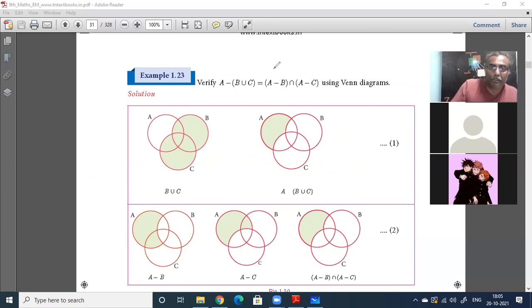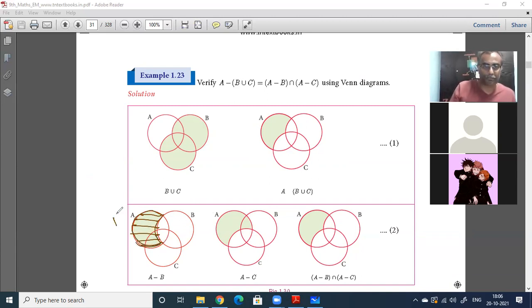Right hand side, this is the first step you have to do. This is the second step you have to do. And combining with an intersection will be the third step. Okay, 3 steps you have to do. First, A minus B. This whole thing is A. From that, if you subtract B, what will happen? Take away B, only this thing is left. So from A, you subtract B, this area is left. Okay, that is A minus B.